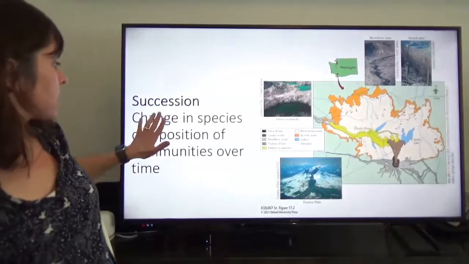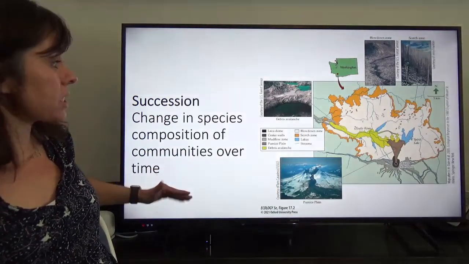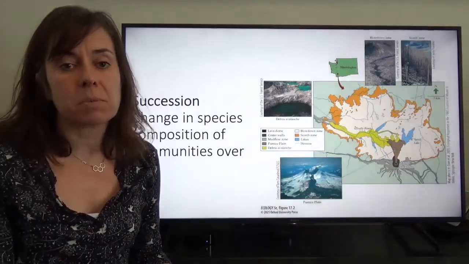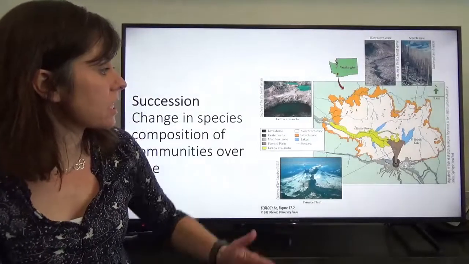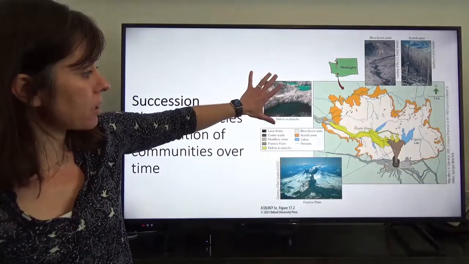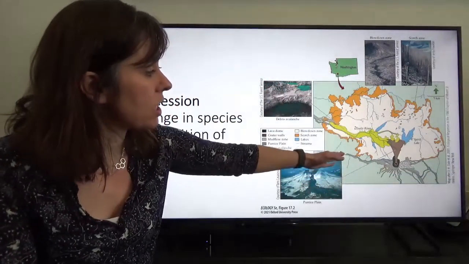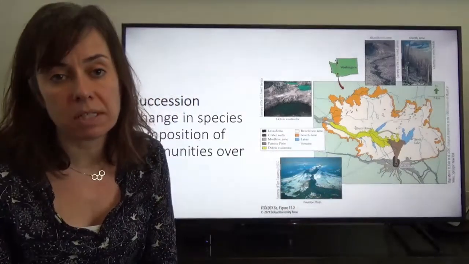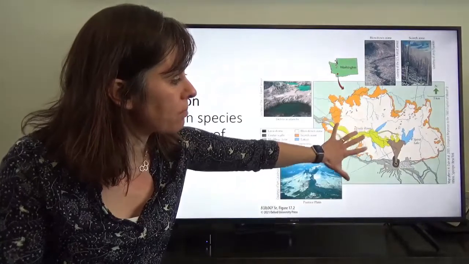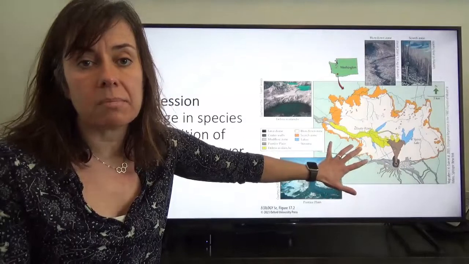Okay, so succession, the definition of it, is a change in species composition of communities over time. And we know that communities change with time, and this can be in response to a wide range of factors. We'll get into those factors, but a great example of the different ways even a similar system can change through time is this example of Mount St. Helens. So here's a map of the impact of the eruption on the surrounding forested landscape.